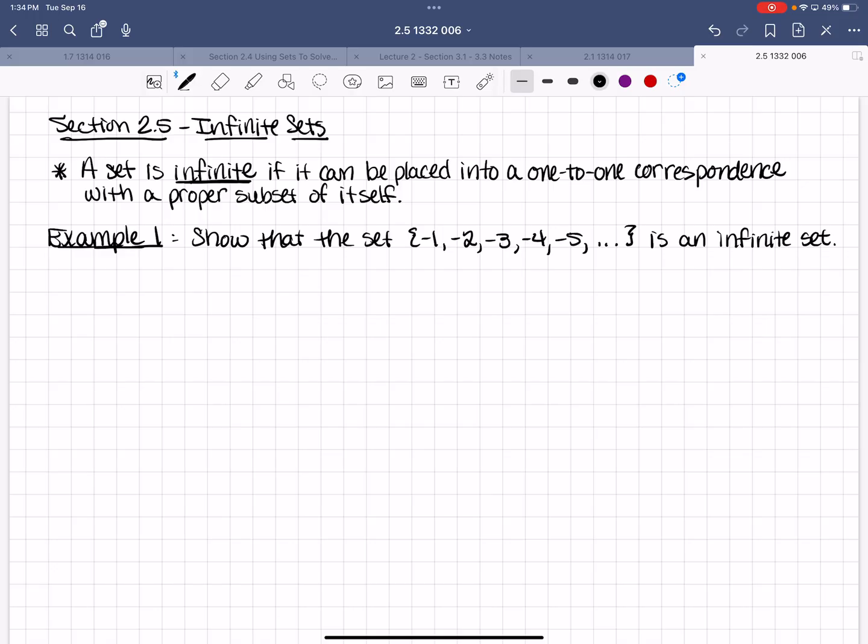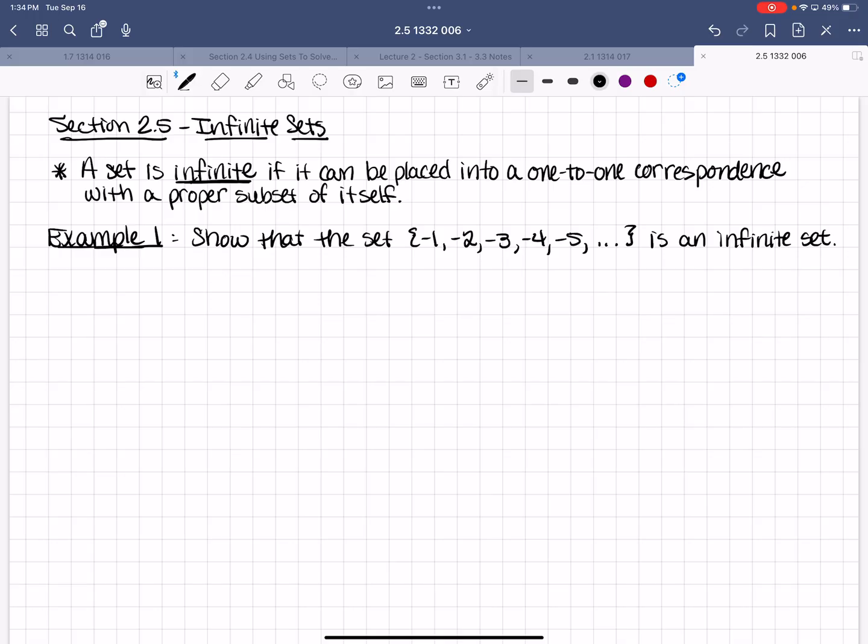It looks like they've started listing all the negative integers starting with -1. Guys, the integers are the counting numbers, zero, and then all their negative counterparts, and those form all the integers. So it looks like we started with -1 and we're counting backwards on the number line. We go -1, -2, -3, -4, and they're listing them all.